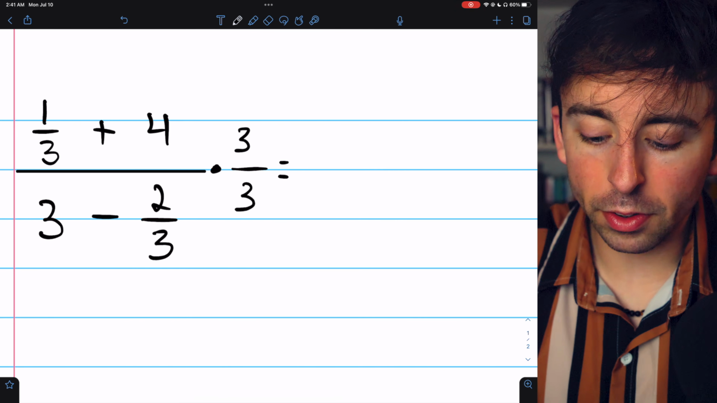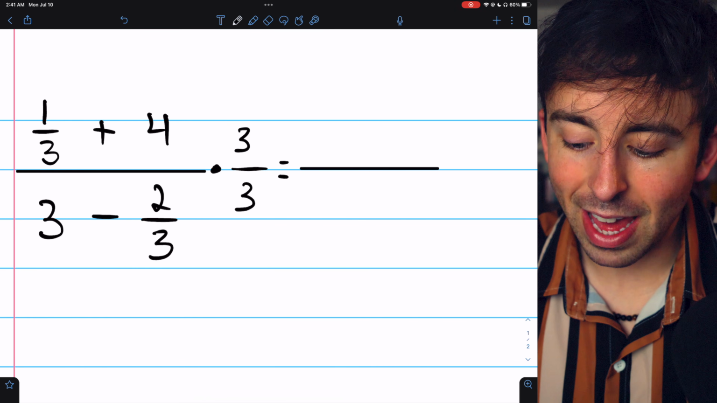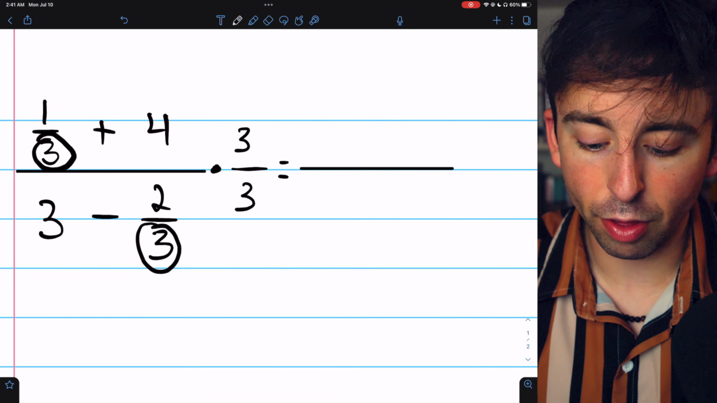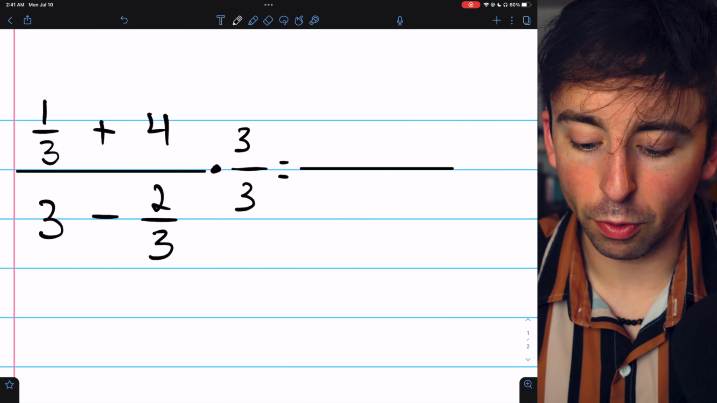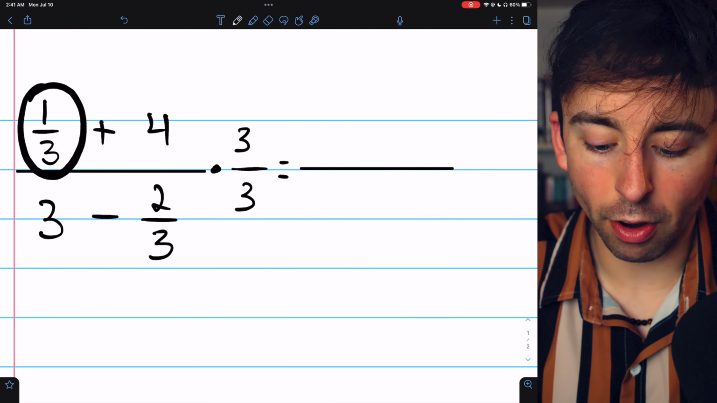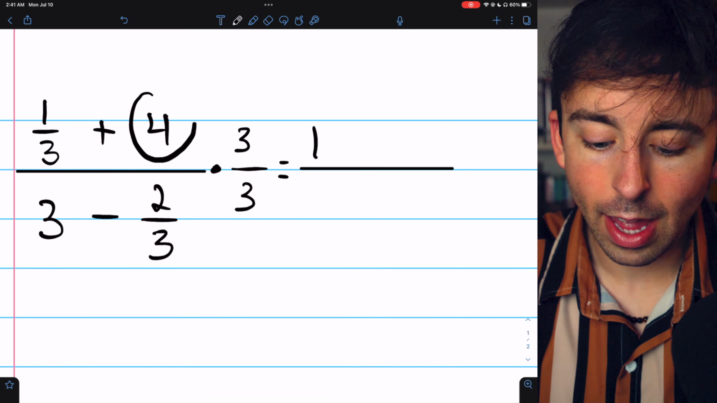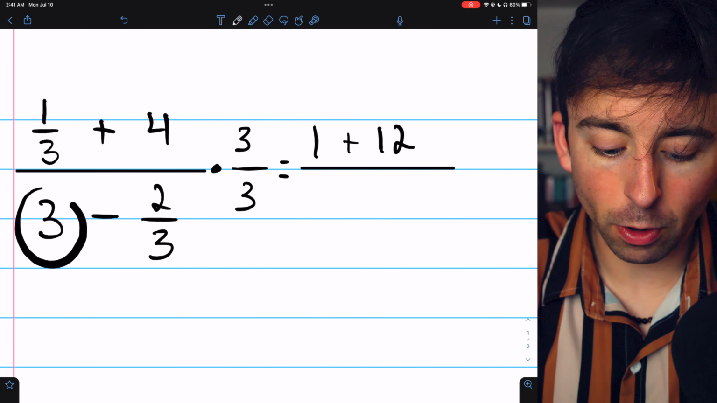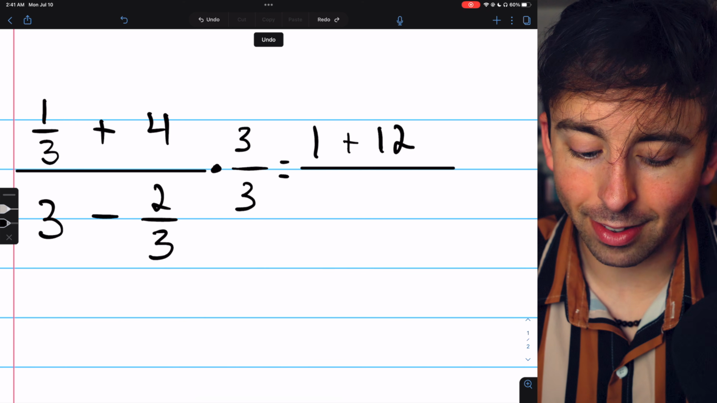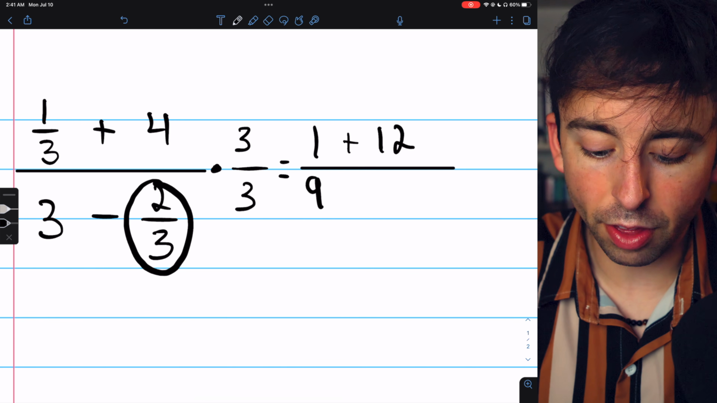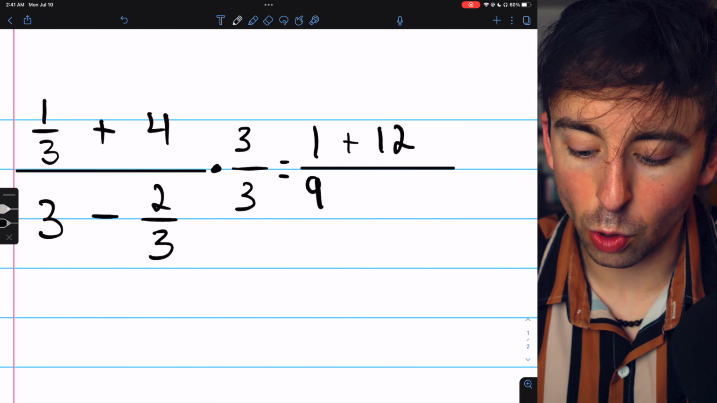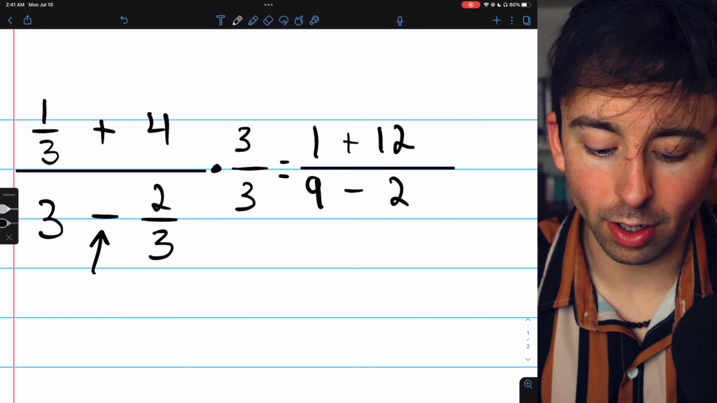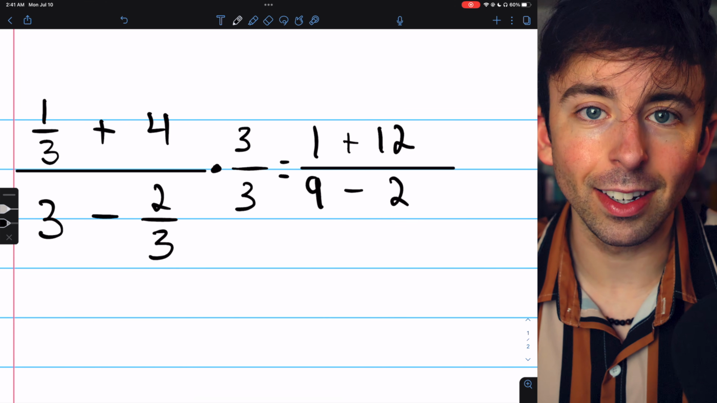So by simply multiplying the top and bottom by that common denominator of 3, we'll be able to get rid of those pesky fractions. 1/3 times 3 is 1, and 4 times 3 is 12. In the denominator, 3 times 3 is 9, and 2/3 times 3 is 2. But don't forget it's subtraction, so we have minus 2 in the denominator.